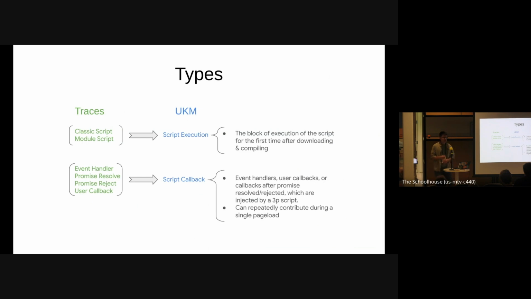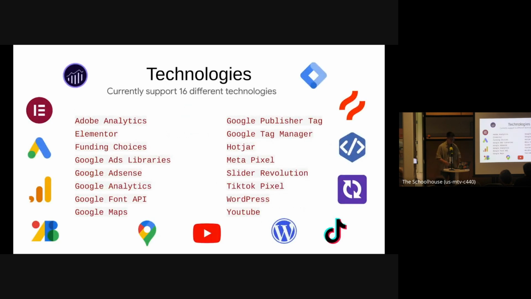Types: we define 6 different types in traces and 2 different types in UKM. And these types are important because they help you understand how the script is slowing down your page. Technologies: we currently support 16 different technologies, including YouTube, WordPress, TikTok Pixel, Meta Pixel, etc. And this is just a first batch after prototyping, and we aim to add more in the future.